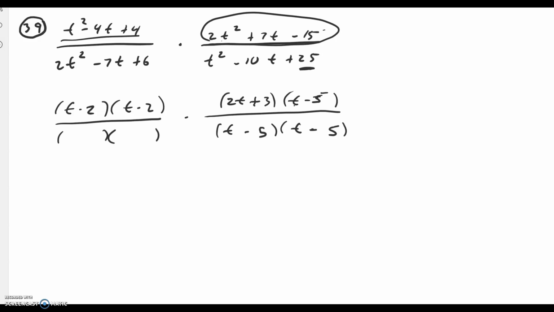But I know a trick. If everything's correct except the middle term has the wrong sign, I can change the signs of my binomials. Instead of plus 3, I'm going to put minus 3. And instead of minus 5, I'm going to put plus 5. And now we still get 2t squared, we still get negative 15, but now we have 10t take away 3t, which is positive 7t, and so we're correct.